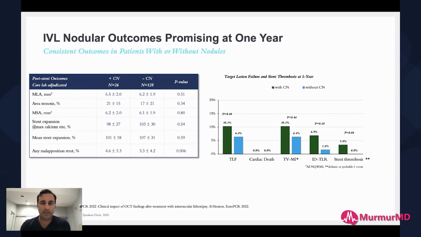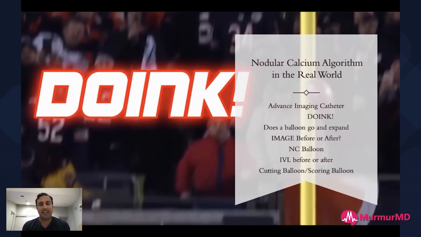So the real-world nodular calcium algorithm goes like this. Okay, I see some calcium there. Let me see if I can advance an imaging catheter. I have this Eagle Eye IVUS, the big chunky one, and half the time it doesn't deliver. My algorithm is, if it doesn't deliver, I may need something to modify this plaque.